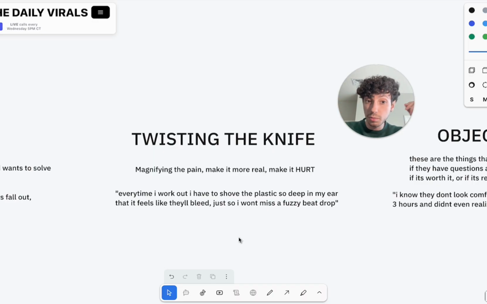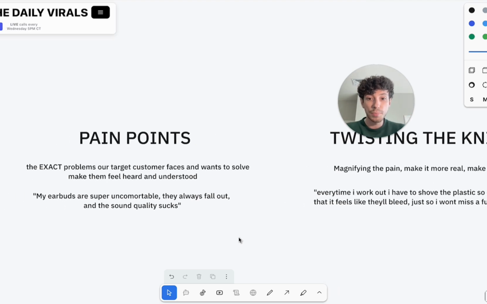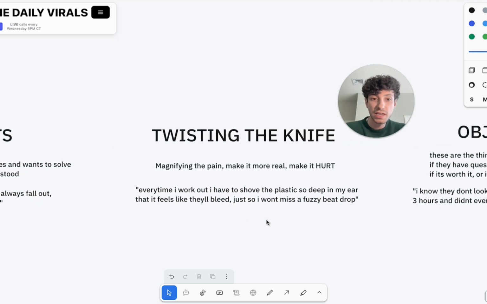So with those wired earbuds again, every time I work out, I just have to shove the plastic so deep in my ear that it literally feels like they're going to bleed, just so I'm not going to miss a fuzzy beat drop. So really magnifying the pain that we had here and just making it way more real.